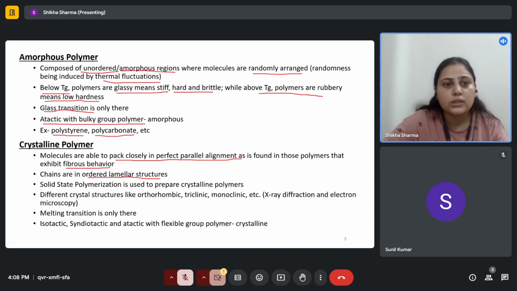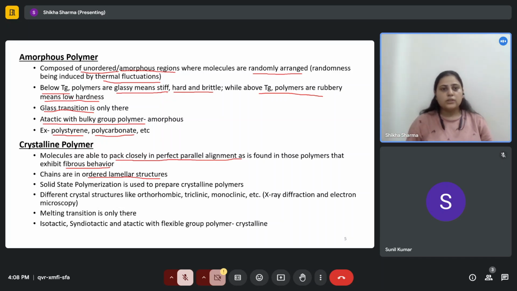What happens in the glass transition? Below the glass transition temperature, Tg, it will be in the glassy state, and above that particular temperature it will be in the rubbery state, right?